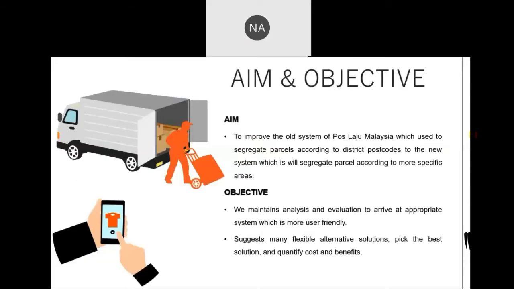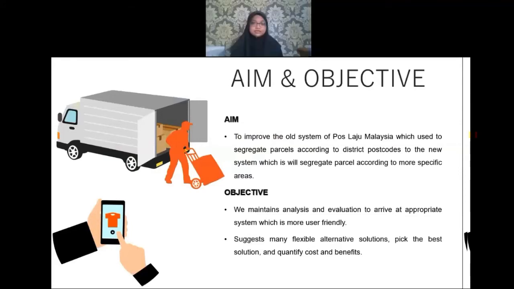The aim of this project is to improve the old system of POS LAJU Malaysia, which used to segregate parcels according to district postcode, to the new system, which will segregate parcels according to more specific areas.